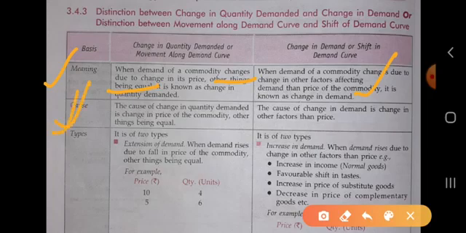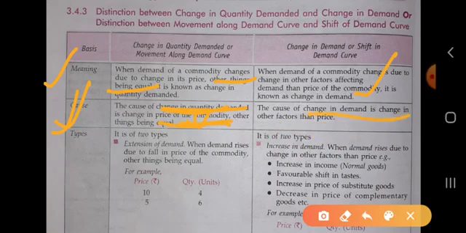The next basis is the cause. The cause of change in quantity demanded is the change in the price of the commodity. Change in quantity demanded depends totally upon the price of the commodity, and change in demand depends totally upon factors other than price. It doesn't depend upon the price. The cause of change in demand is totally the change in factors other than price.